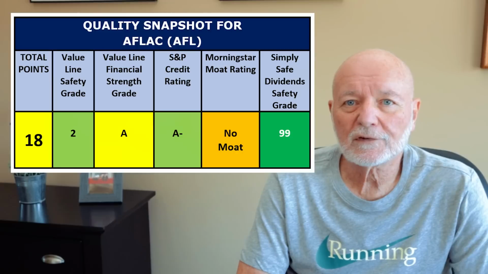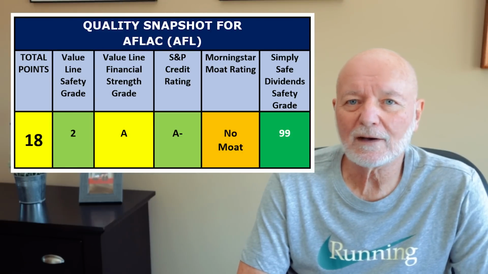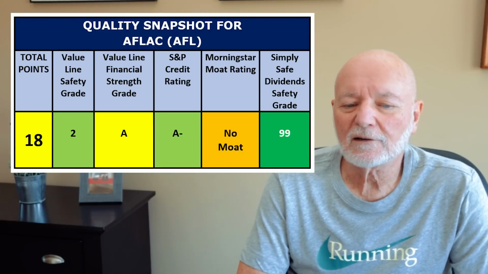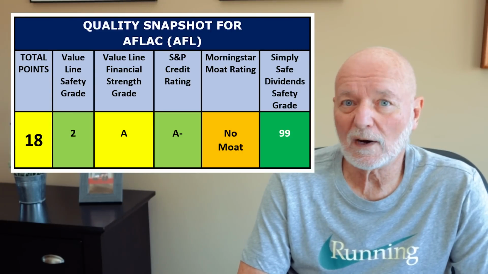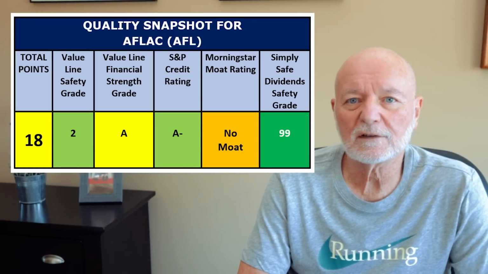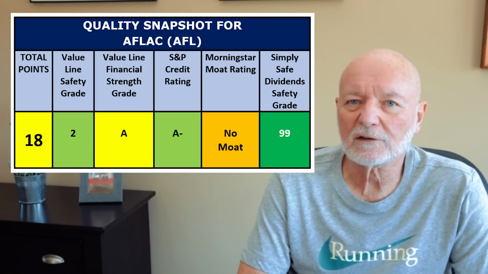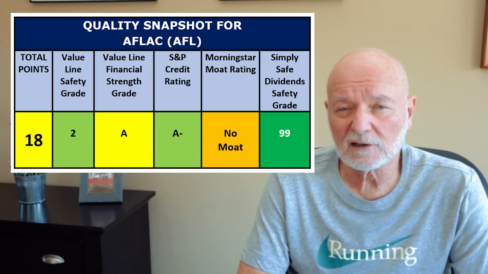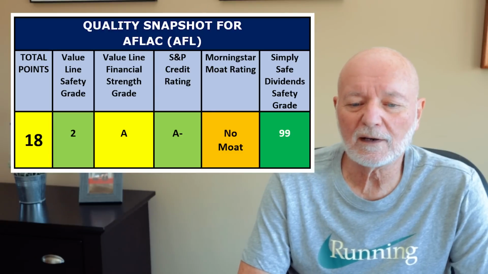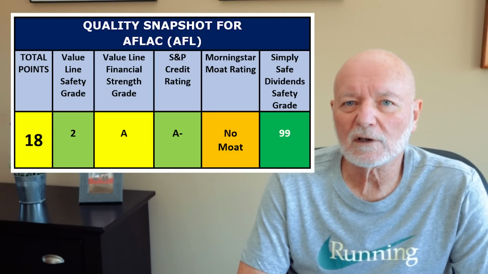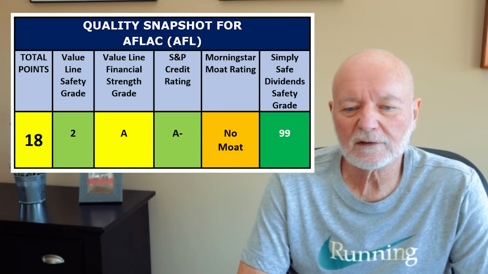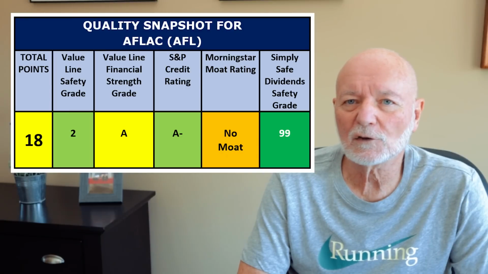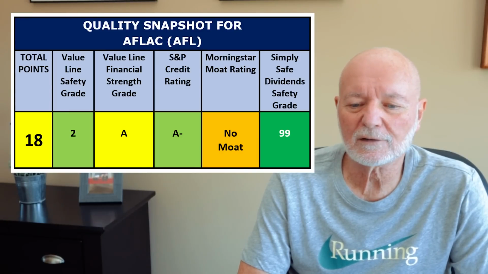This table shows the quality snapshot for Aflac, the insurance company. The Value Line safety grade was a 2 rather than a 1, so there was a 1-point deduction, and we see a light green score, which means 4 points. The Value Line financial strength grade was an A, which is third one down, so it gets 3 points. The S&P credit rating is a good A-type grade, gets 4 points.